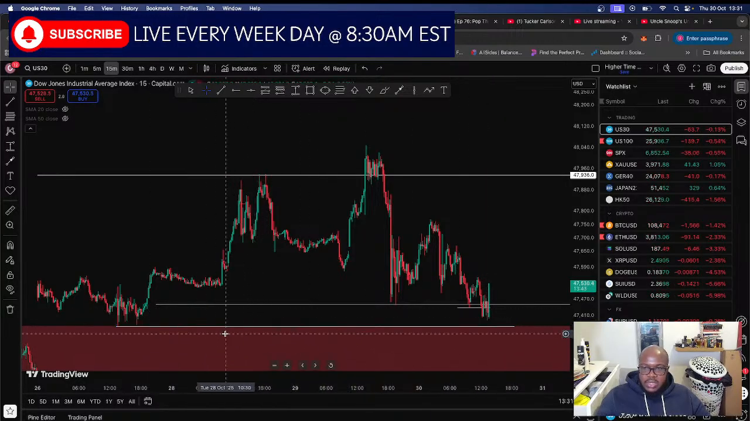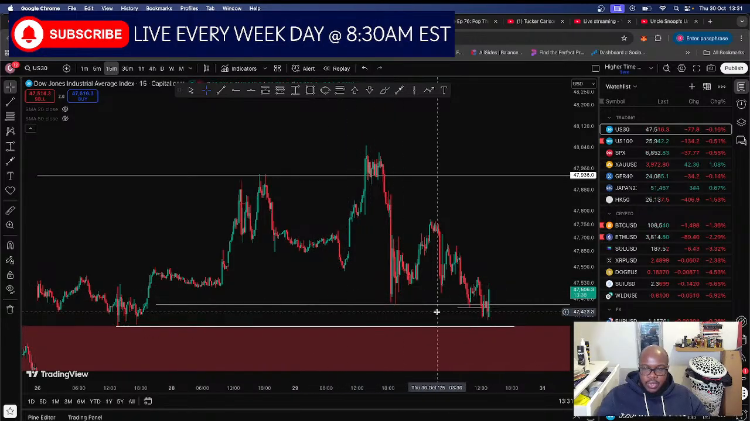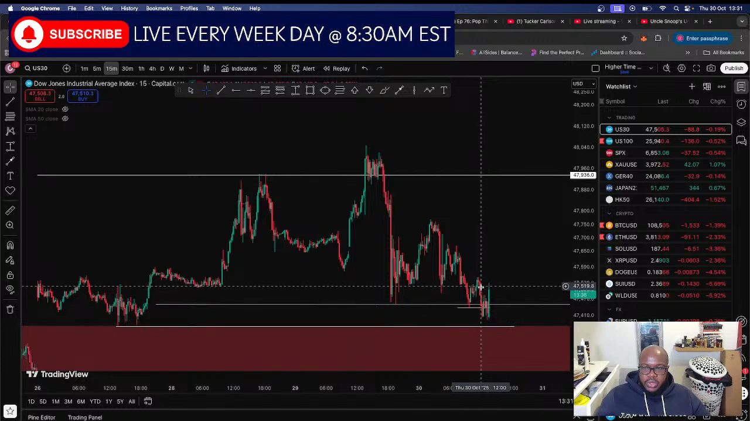Price always needs liquidity before it can begin a directional move. So in my belief, all of this is just noise, and we're coming straight back down to target this level.